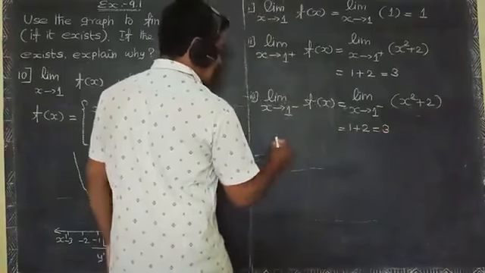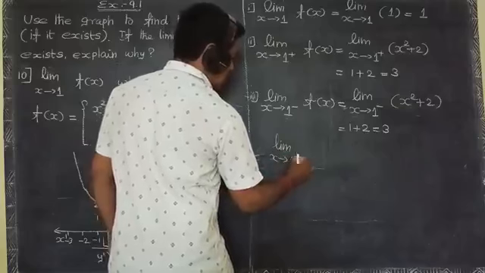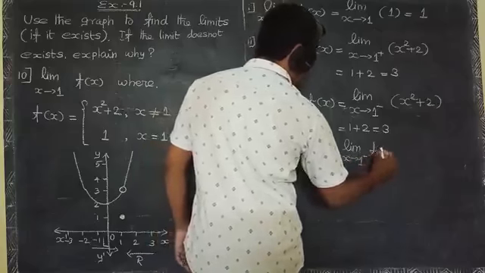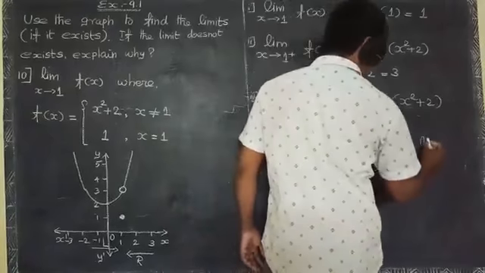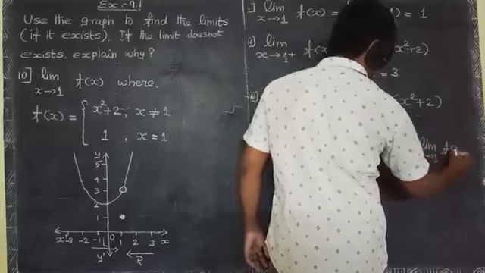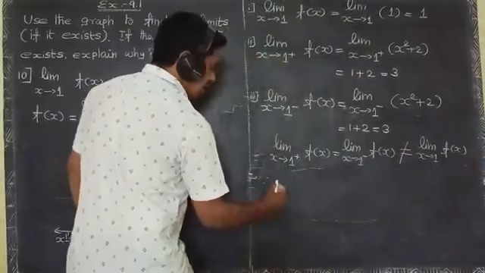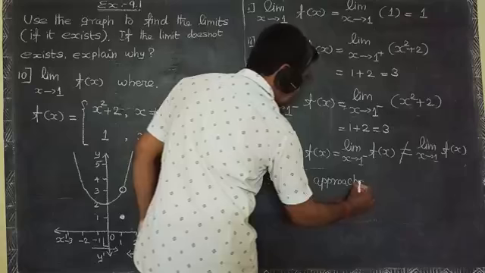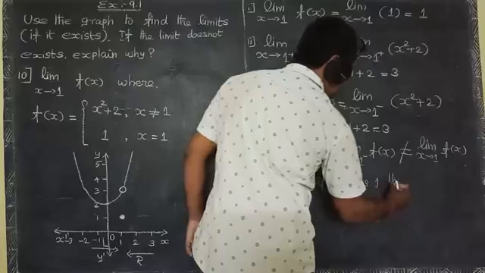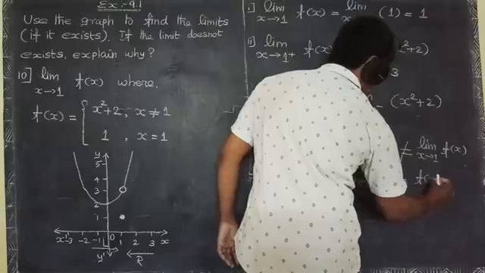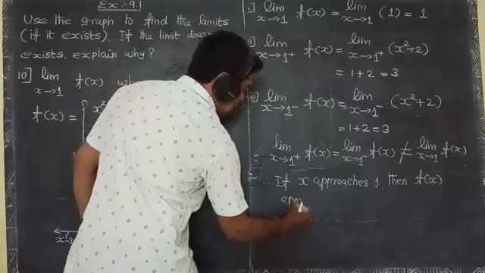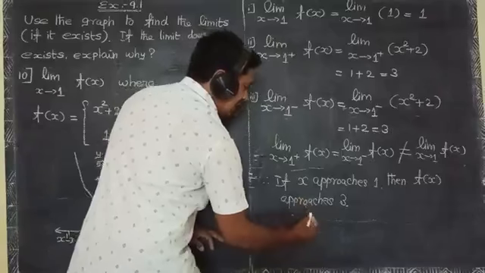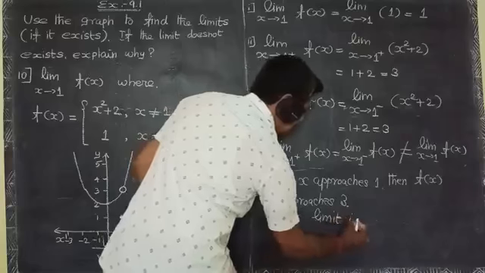Here we conclude one result. Limit x approaches 1 plus f of x is equal to limit x approaches 1 minus f of x, which is not equal to f of 1. Therefore, if x approaches 1, then the function f of x approaches the value 3. Therefore the limit is 3.